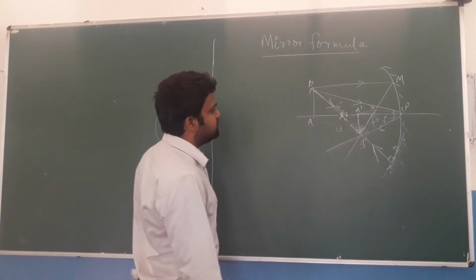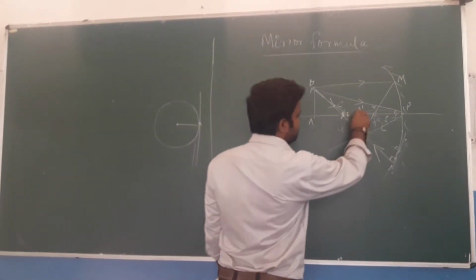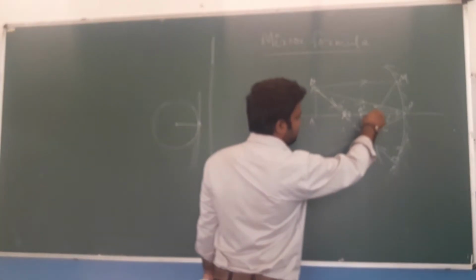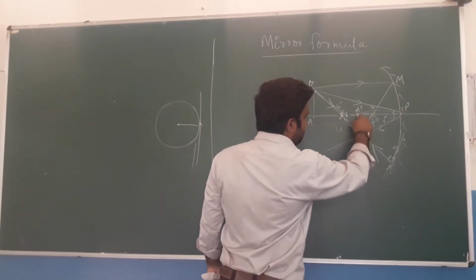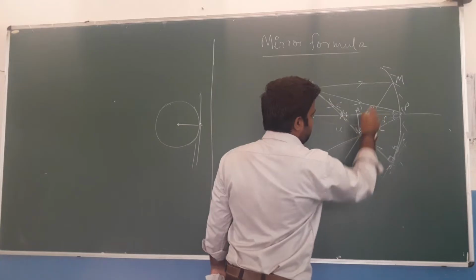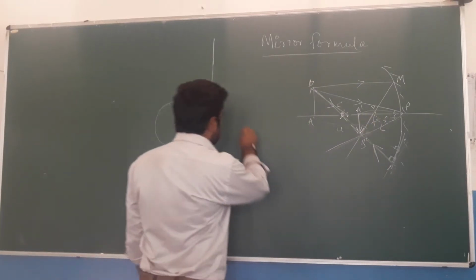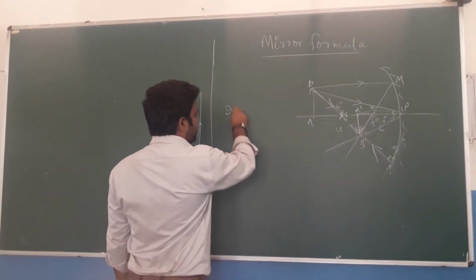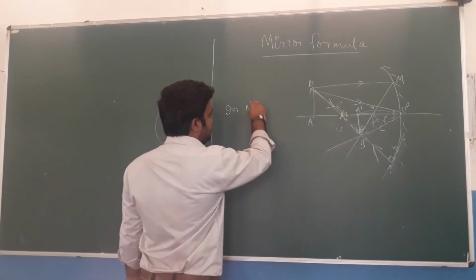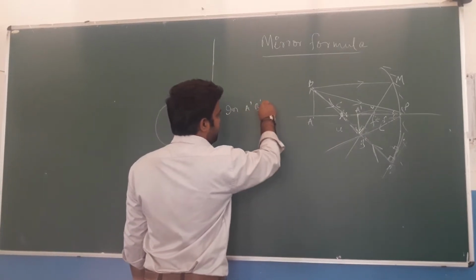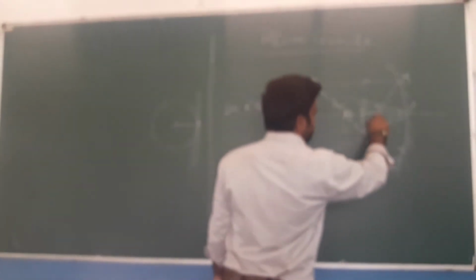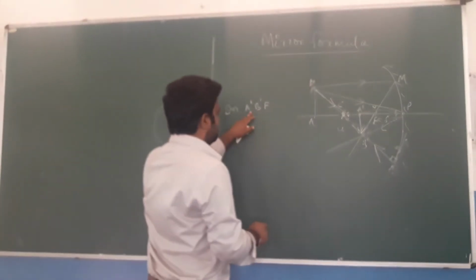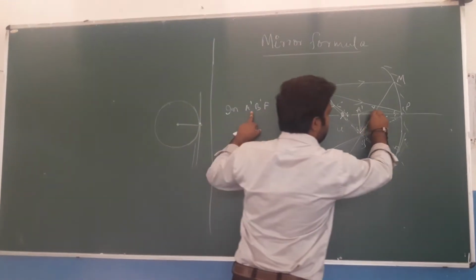Now consider these two triangles. Though it is not looking very clear, try to draw it yourself and analyze it. A dash, B dash and this point, suppose the point F. Now in triangle A dash, B dash and F, we will consider this triangle.